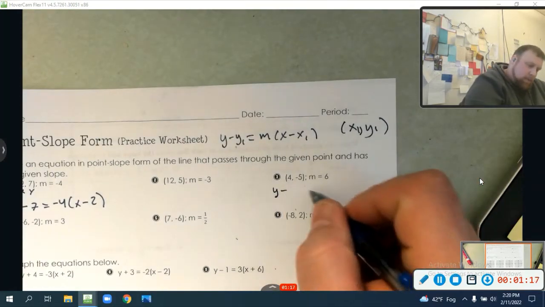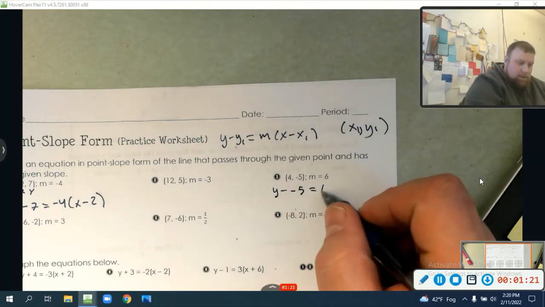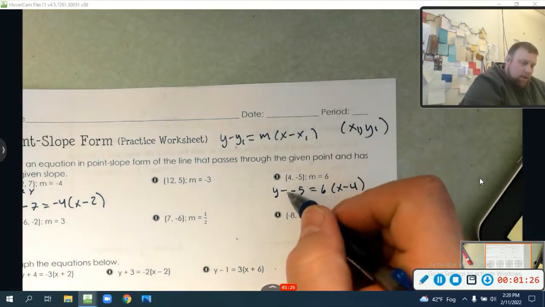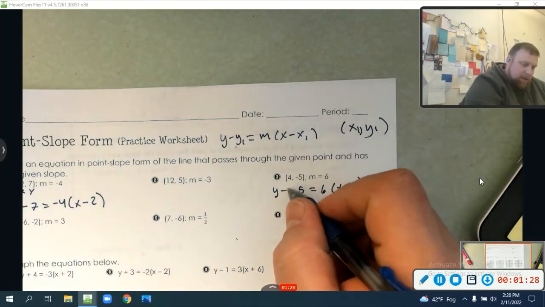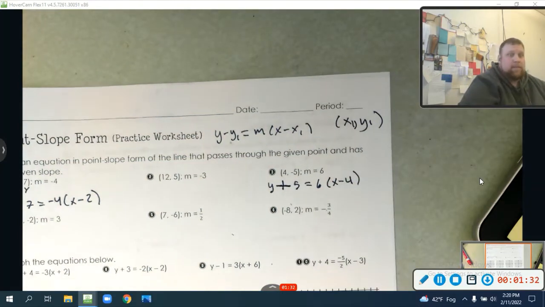That's y minus my y value of -5 equals my slope of 6 times x minus my x value of 4. Well, these two negatives make a positive, so honestly, I'm just going to turn them into a positive and call it good. That's the magic.